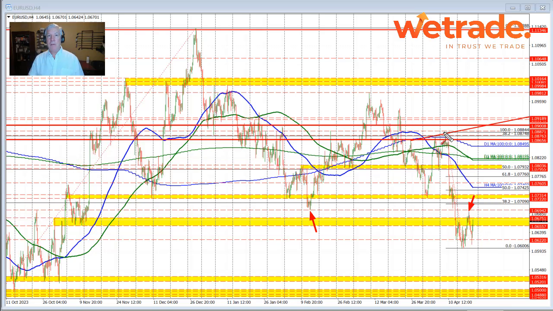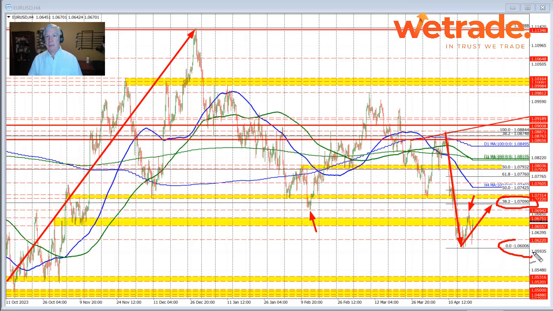The other level of interest on the top side would be the 38.2% retracement of this last trend move to the downside from last week's trading. That level comes in at 1.0709. You can't see it, but it's also where the 61.8% retracement of the move up from the October low to the high price in December is. So it's a dual resistance level from a retracement standpoint. So be aware of that 1.0709.